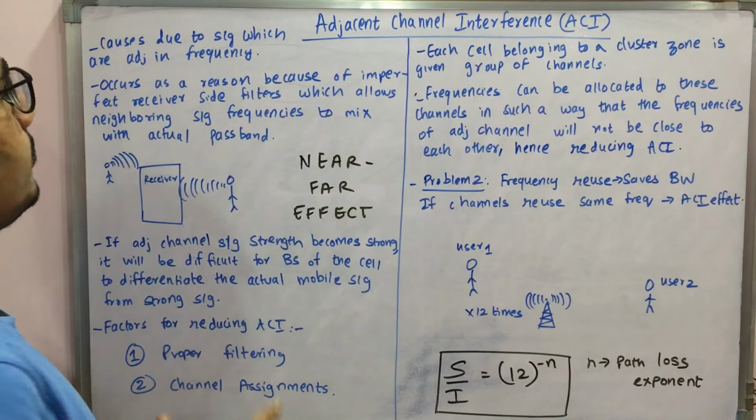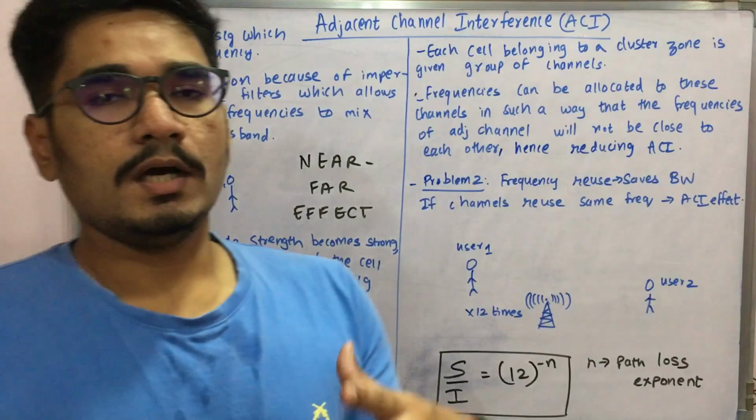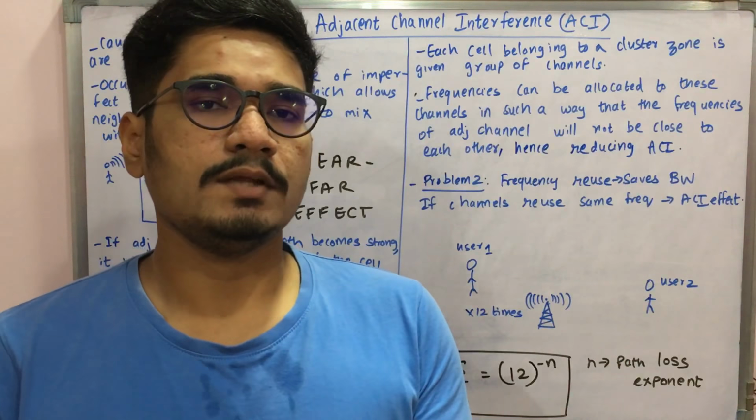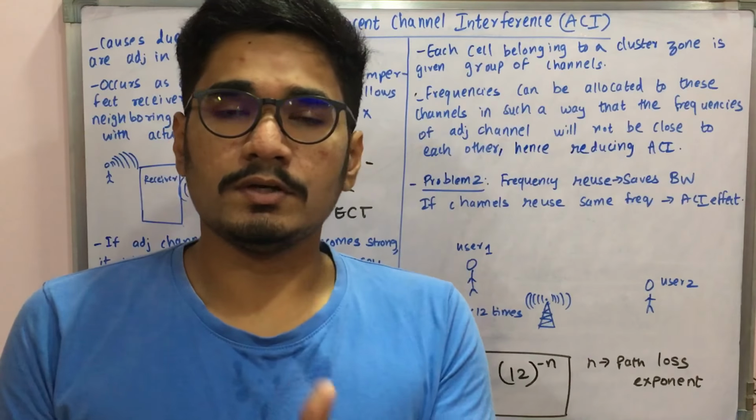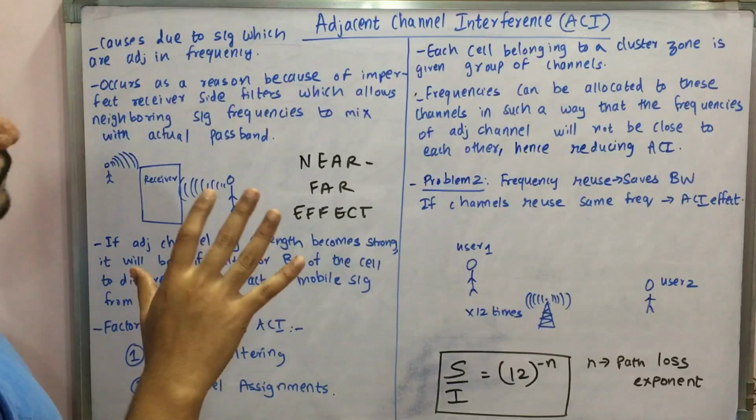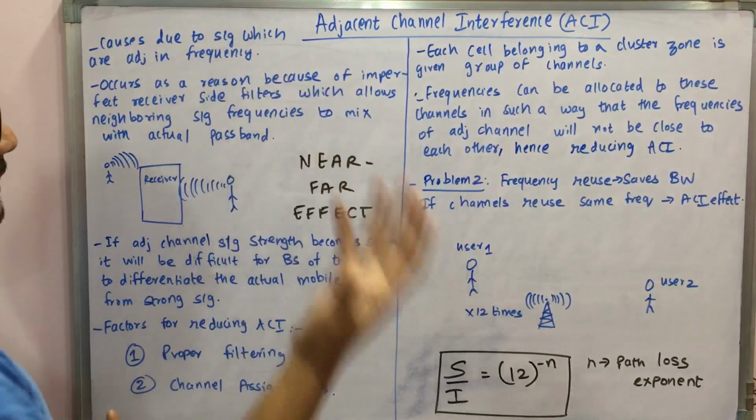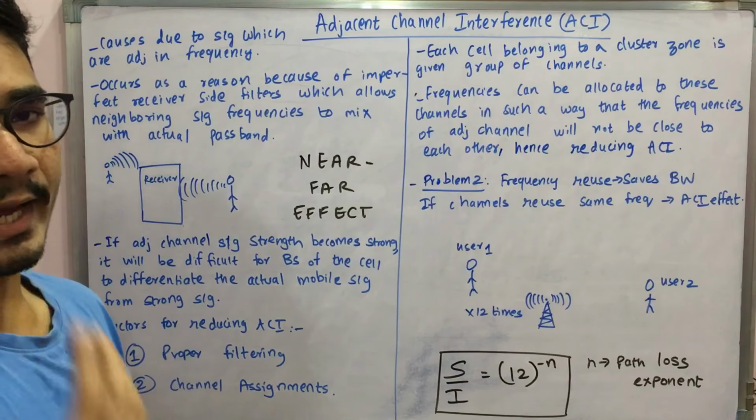So ACI mainly happens due to signals which are adjacent in frequency. If two different cells operate within the same frequency levels, that triggers the ACI. It occurs because of imperfect receiver side filters, which allow the neighboring signal frequencies to mix with the actual pass band.